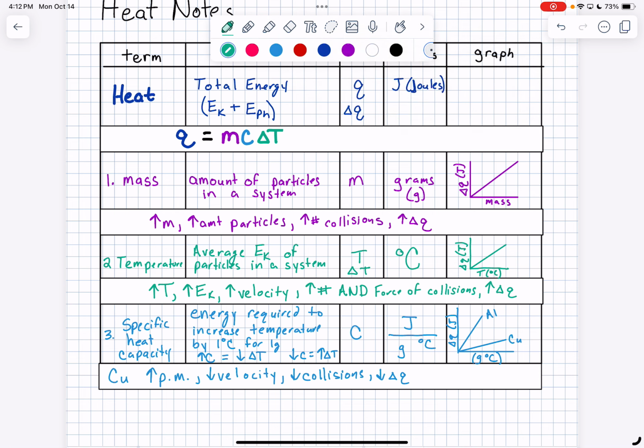To make sure that we do it right, it's super simple because we have Q, which is our energy. Specific heat, oopsie, I did this wrong, I'm sorry. So our energy is in joules. Our mass is in grams. Our specific heat is joules over gram degrees Celsius. And our temperature is degrees Celsius.